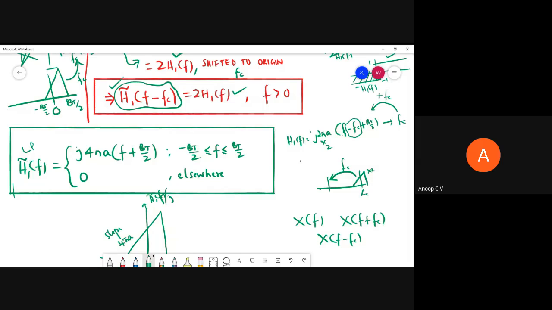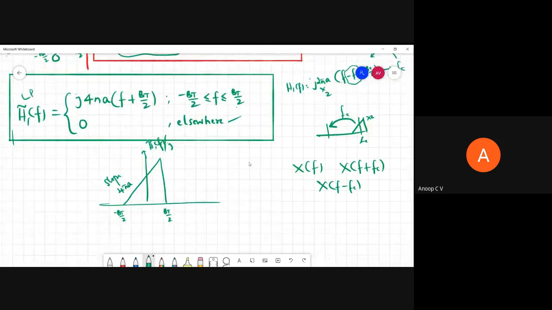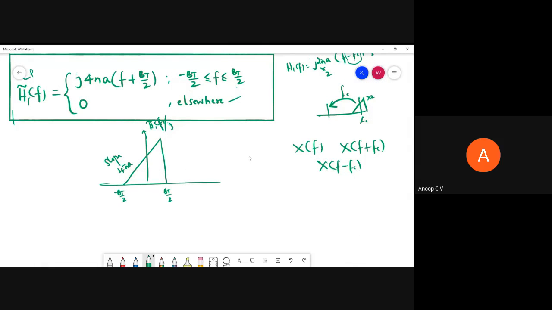So h1 tilde of f is j 4 pi a (f plus bt by 2), from minus bt by 2 to plus bt by 2, and it is 0 elsewhere, right? This is how you can plot this. So this is h1 tilde of f by j. Its slope is 4 pi a, for the slope of h1 of f was 2 pi a. Now the slope is 4 pi a, which means the slope has doubled, and maybe because of this, there is a factor of half in the frequency response of s1 tilde of f.